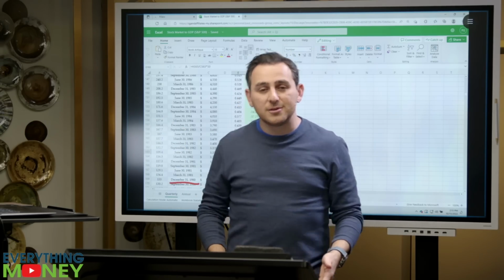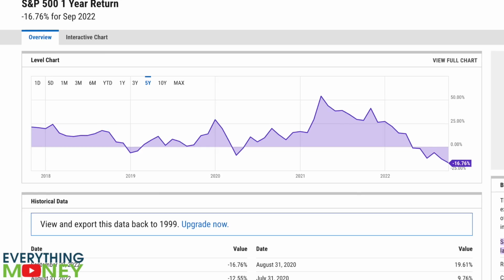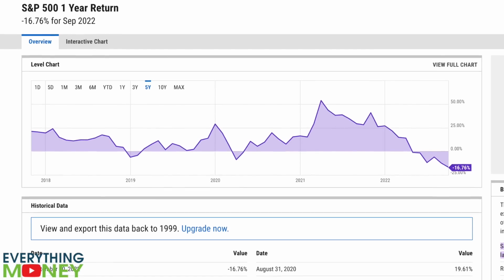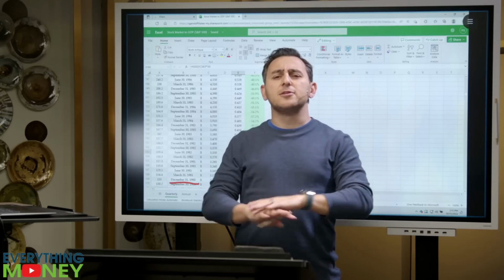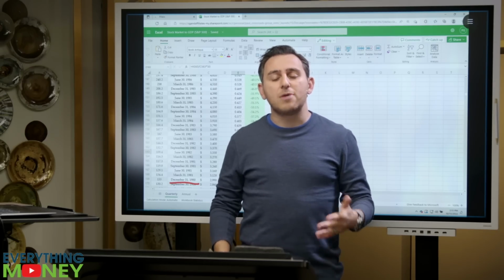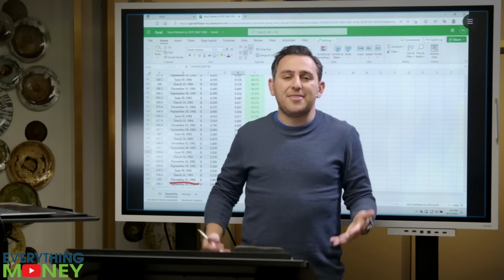But right now, the way it looks for the future is the returns of the next 10 years are not going to be anywhere close to the returns of the last 10 years. Is it possible it's different? Absolutely. Absolutely, it's possible. Is it probable? No. And that's what we're here to do.